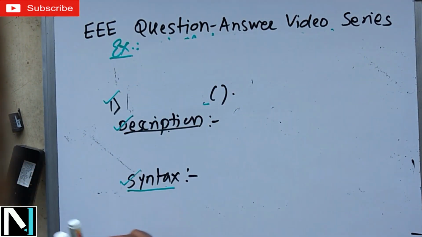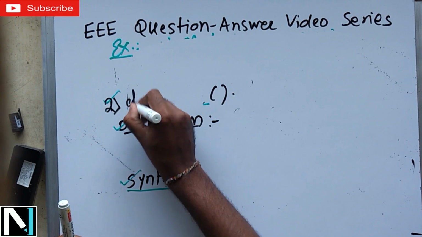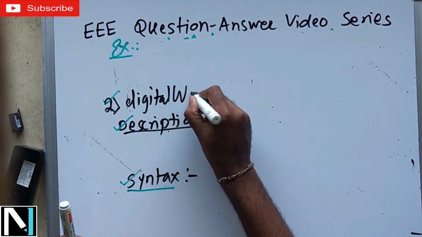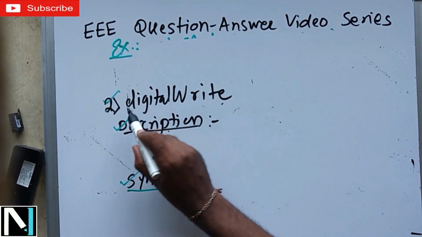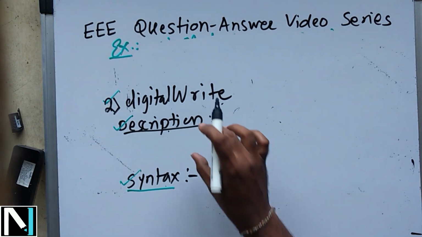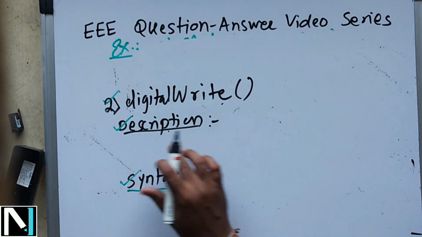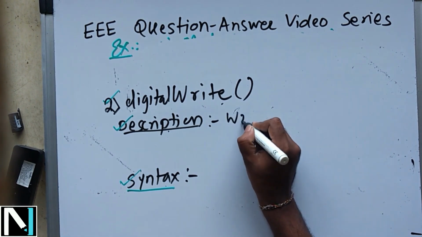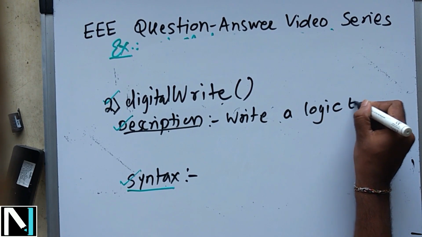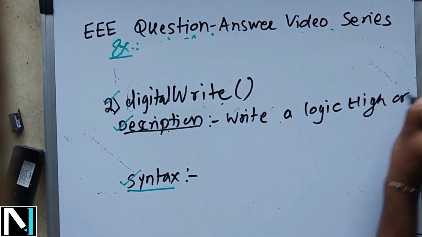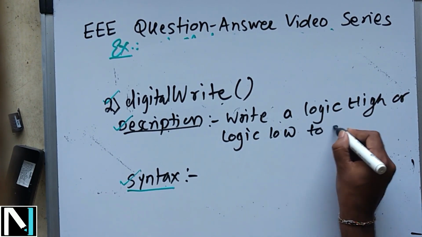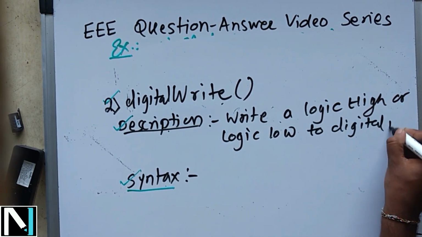The second function is digitalWrite. So I will write here digitalWrite, as its name indicates. See how to write this function. D is small, everything is small except this W is capital. So description, it is used to write a logic high or logic low value to digital pin.